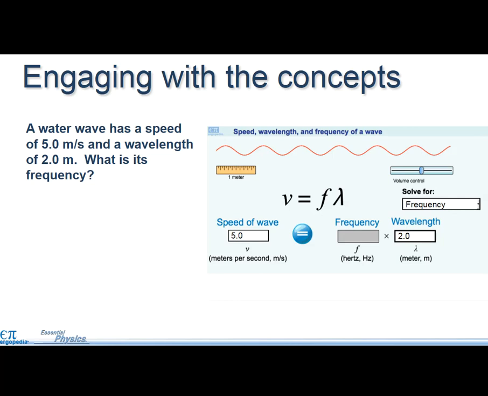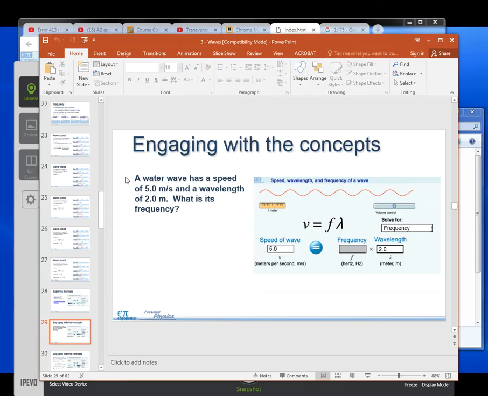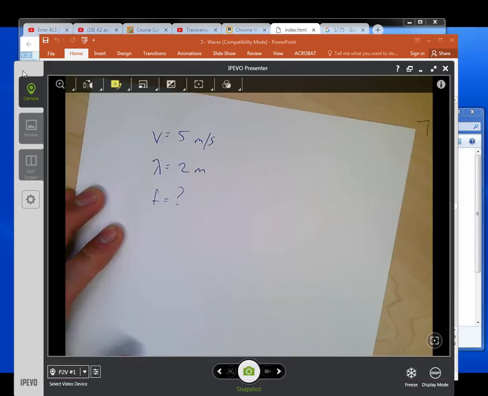So in order to engage with this concept here, I'm going to switch back to the camera view because I'm a little bit of an analog kind of person. And I will write down the numbers and then switch to the camera view. The speed is 5 meters per second. The length of the wave is 2 meters. And we need to figure out what is the frequency. And okay, so we're going to go here to this thing.